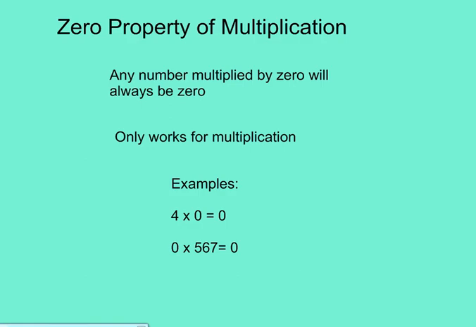First property we're going to talk about is the zero property of multiplication, which states any number multiplied by 0 will always be 0. It only works for multiplication. For example, 4 times 0 equals 0. 0 times 567 equals 0. So this is a pretty basic property that you've learned a long time ago. But it's important for you to understand that you don't just multiply by 0 because you can. It's actually a property of number. It's a proven property of number.